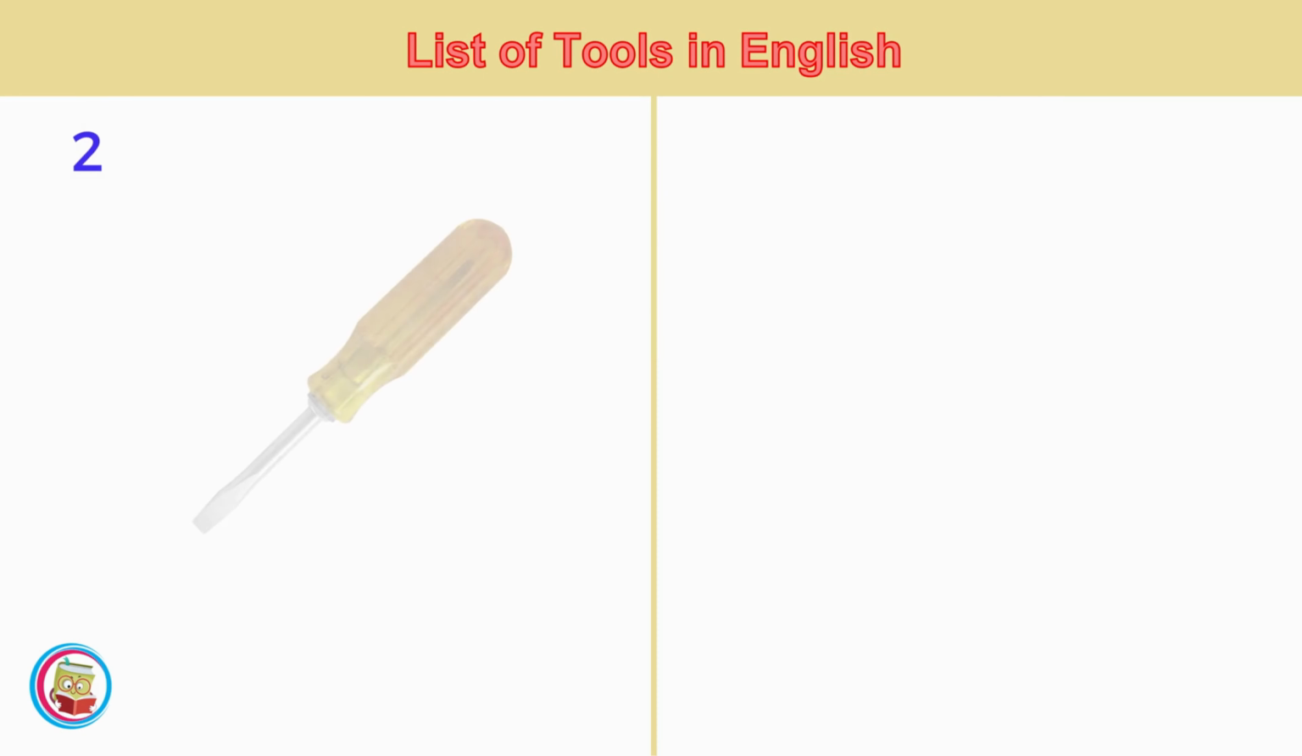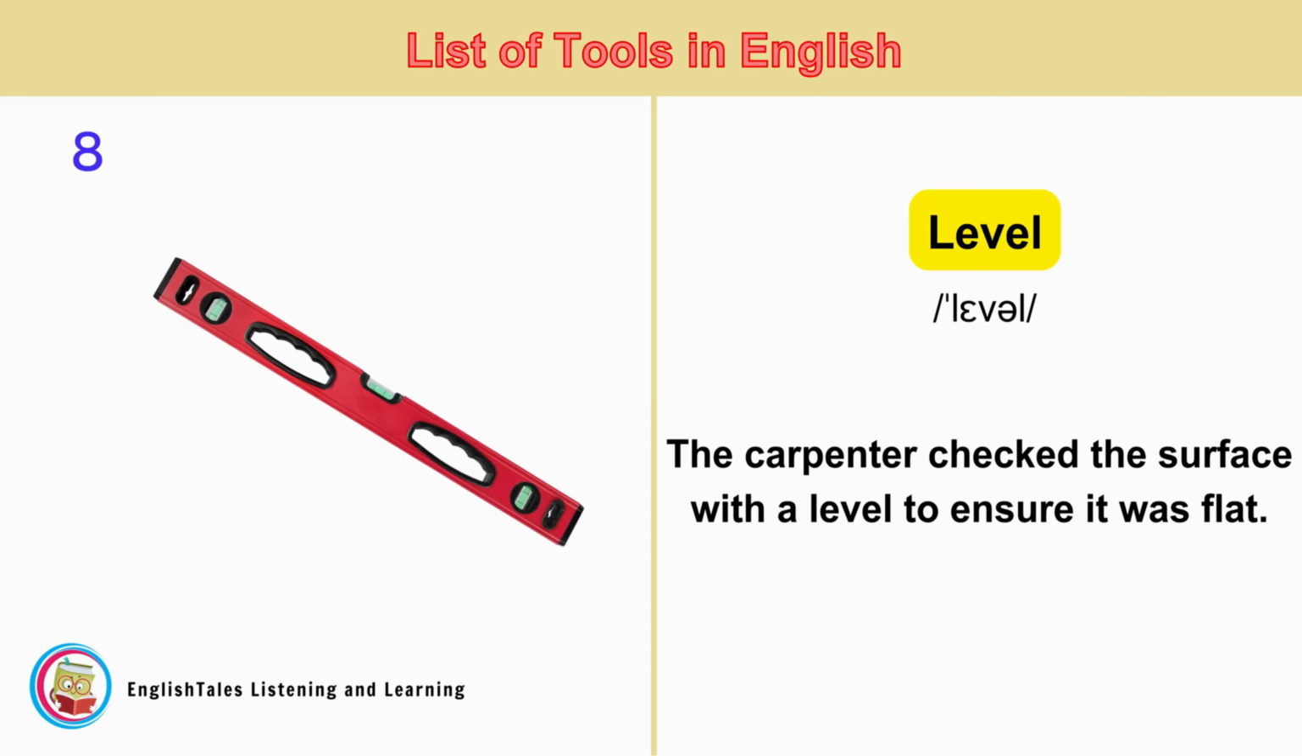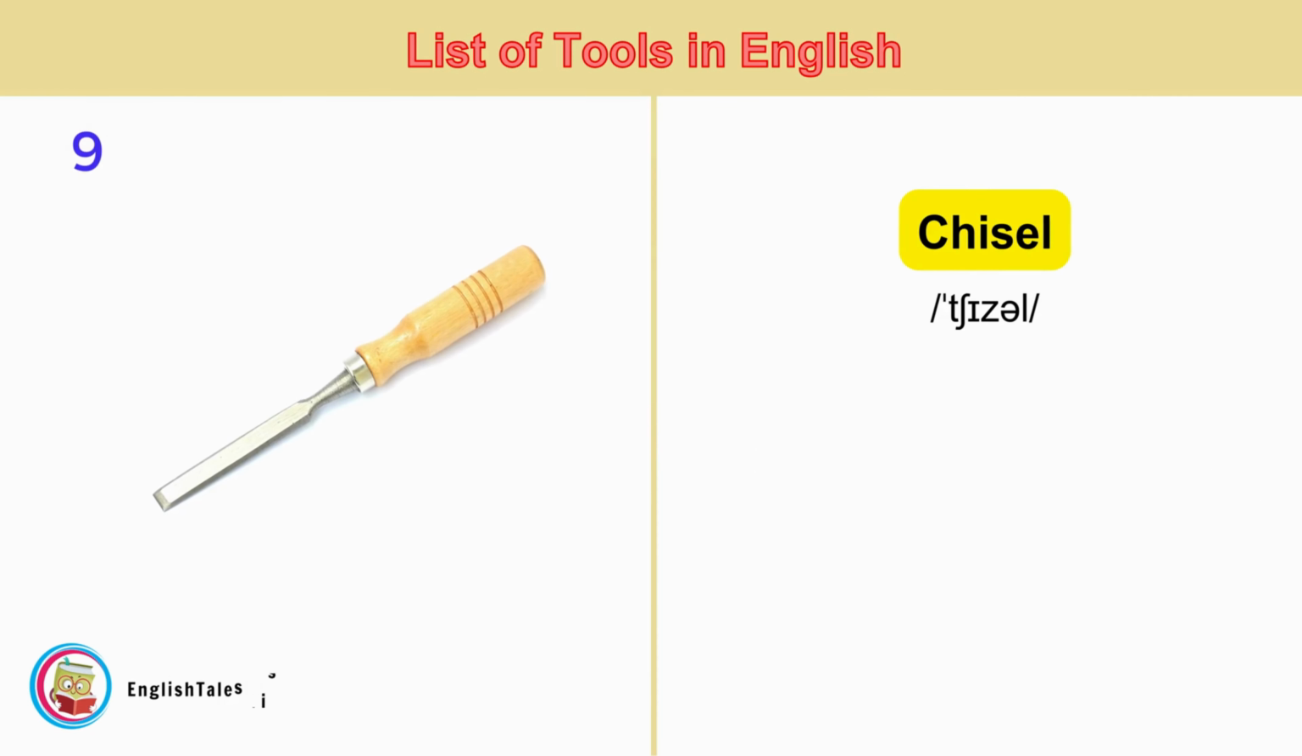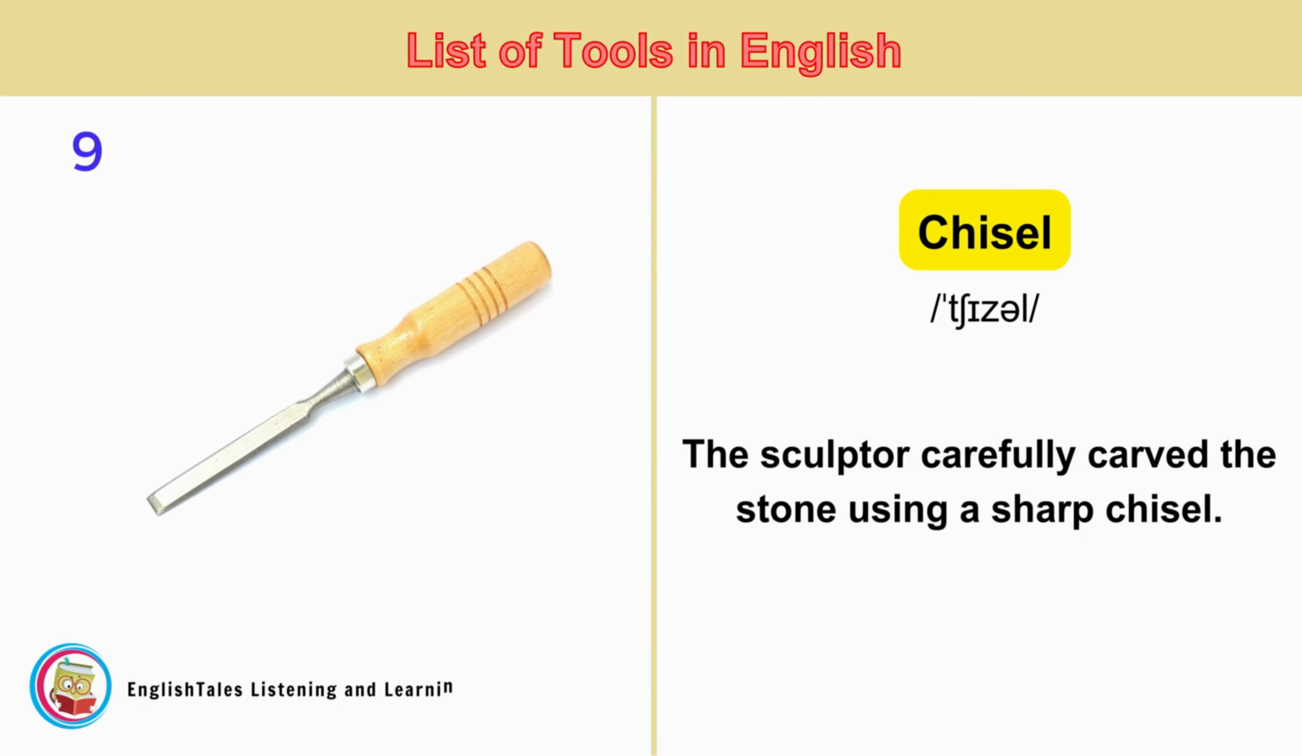Drill. The construction worker used a powerful drill to make holes. Level. The carpenter checked the surface with a level to ensure it was flat. Chisel. The sculptor carefully carved the stone using a sharp chisel.